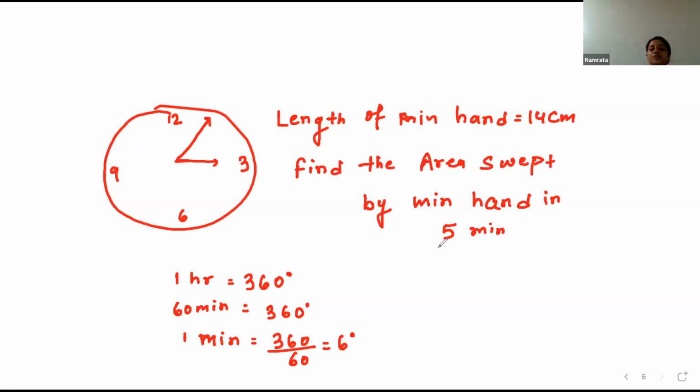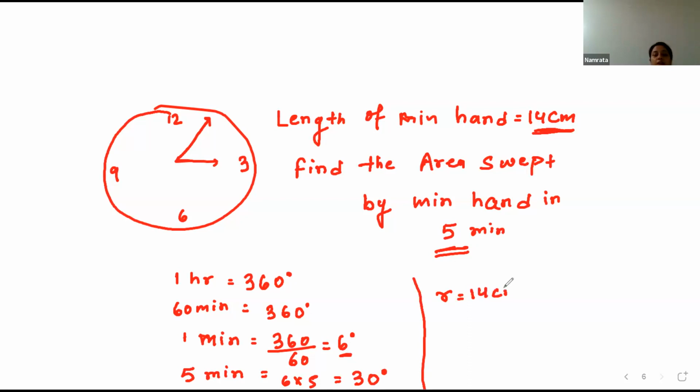Why we found 1 minute? Because we have to calculate for 5 minutes. From 1 we can go to 5 easily. Okay. So in 5 minutes, it will be covering this 6 degree into 5. That means 30 degree. Is it clear so far to both of you? Radius is already given as 14 centimeter. That is the length of the minute hand. So we know the radius is given as 14 centimeter, length of the minute hand.